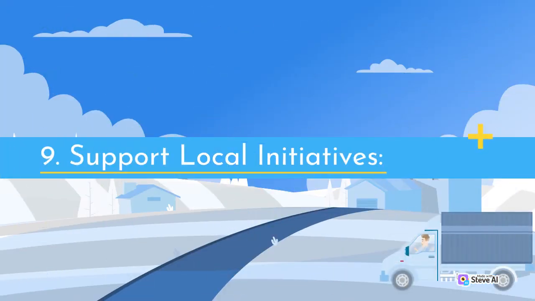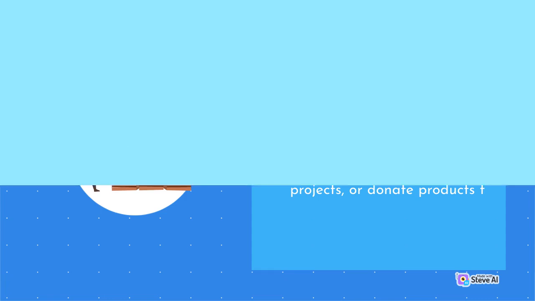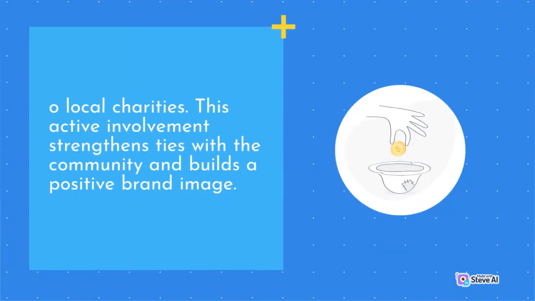9. Support local initiatives. Actively participating in and supporting local community initiatives can enhance the reputation of agricultural producers. Sponsor local events, contribute to community projects, or donate products to local charities. This active involvement strengthens ties with the community and builds a positive brand image.